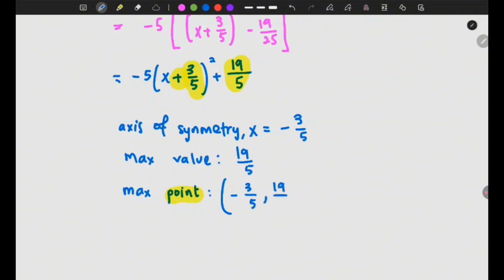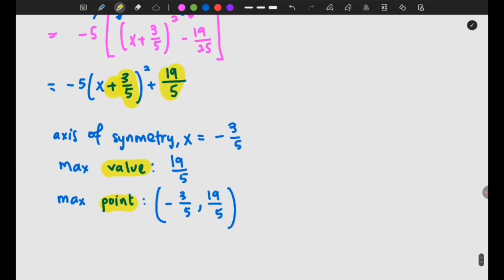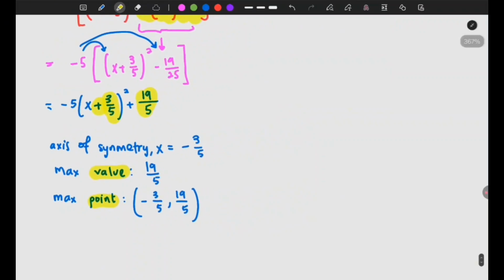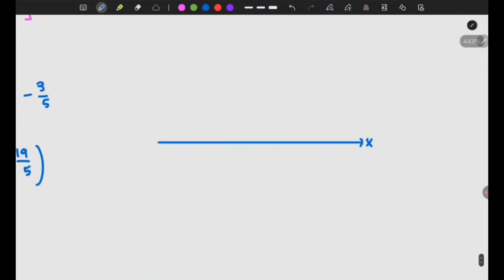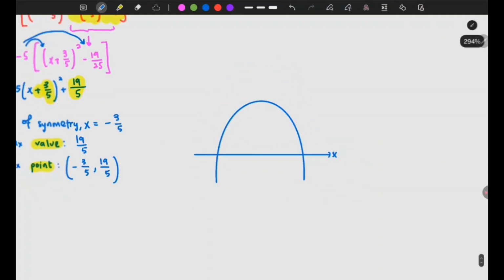So your graph will look something like this. This is a negative, so you should have a sad face. Something like this, right? So this is your f(x). And your y-intercept too. How? Look here. They already mentioned here. It's clear. Your y-intercept is 2.